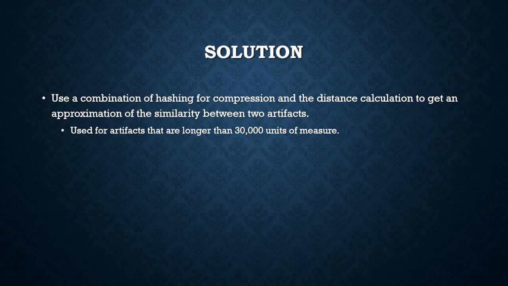So their solution was that, hey, we're going to compress this thing, we're going to use Levenshtein edit distance, and we want it to be under 30,000 units of measure. Anything over 30,000 units of measure, trying to compare a two-dimensional array of 30,000 by 30,000 gets to be a bit resource-consuming on your computer. But either way, let's go into the methodologies of what they used.